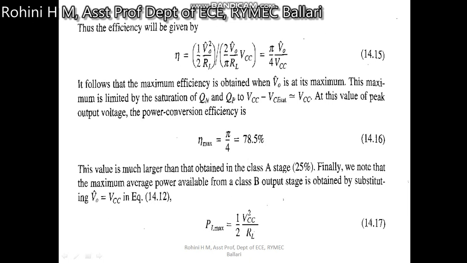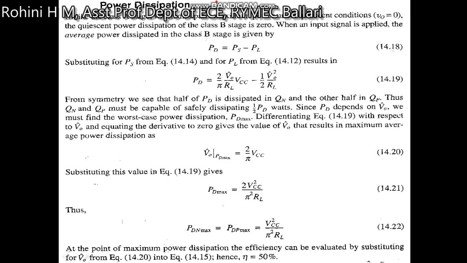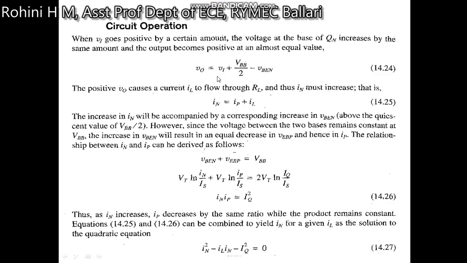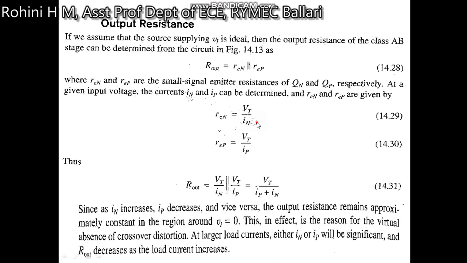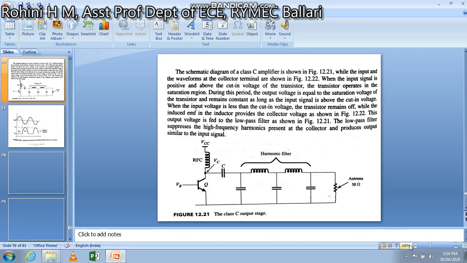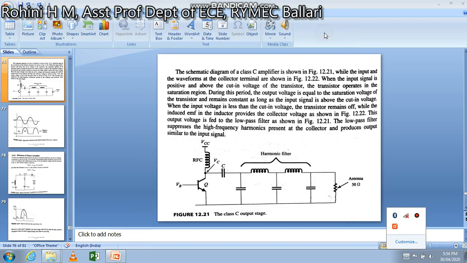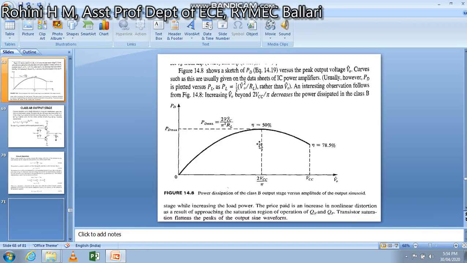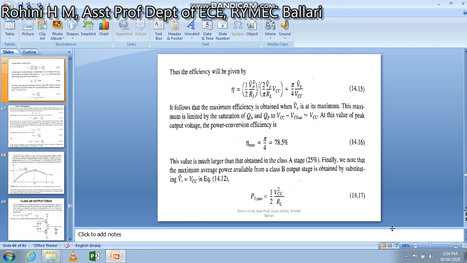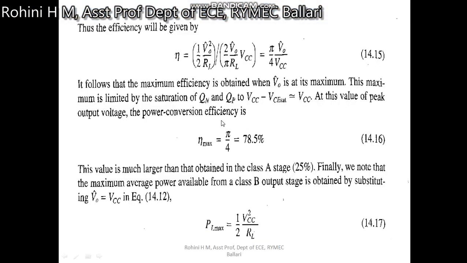that is 78.5%. So this is pi by 4, if we evaluate it, we get this. This value is much larger when we compare with class A. In class A, the maximum attainable efficiency was only 25%. Now in class B we are obtaining 78.5%.